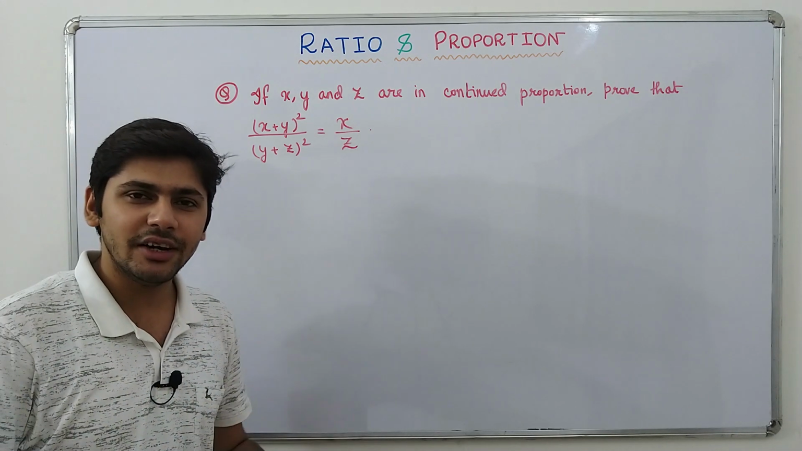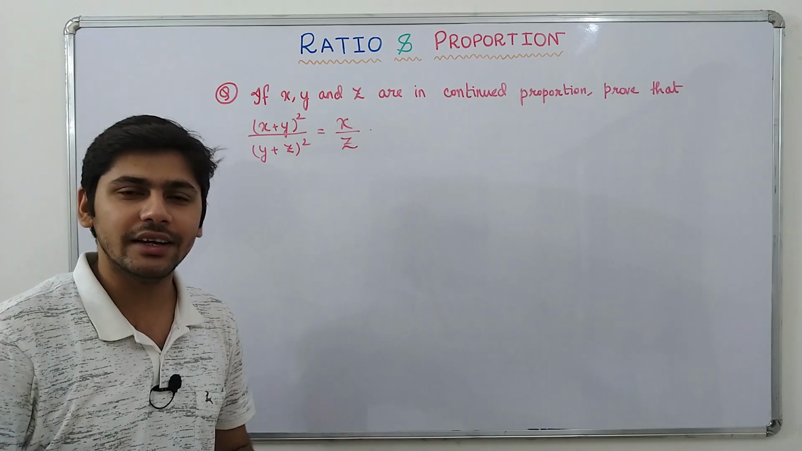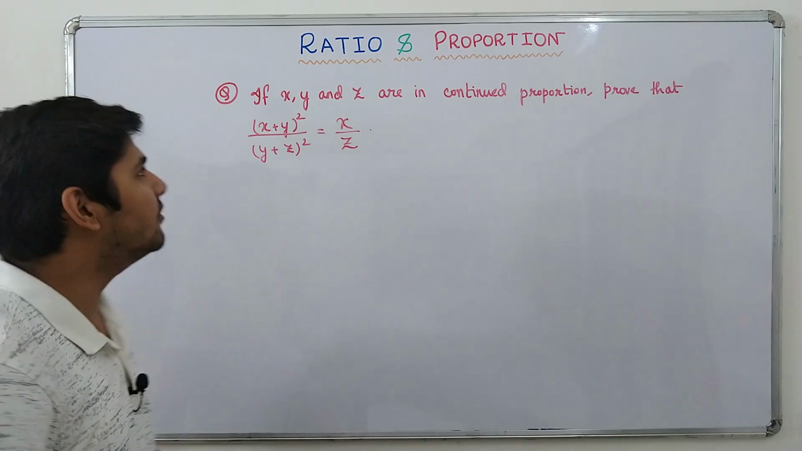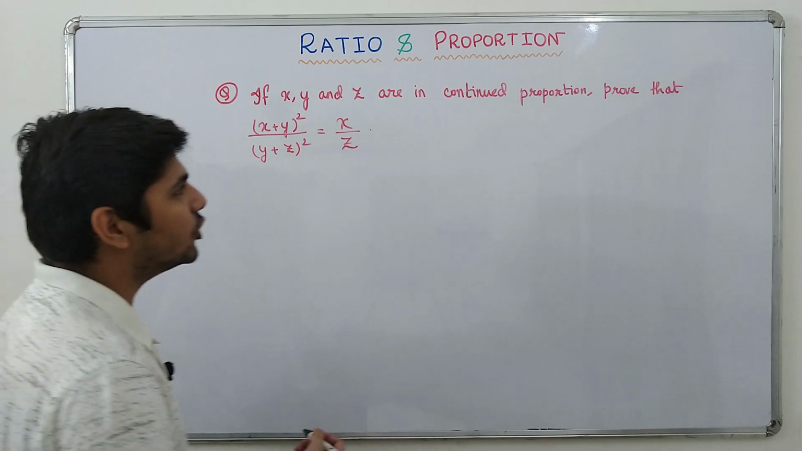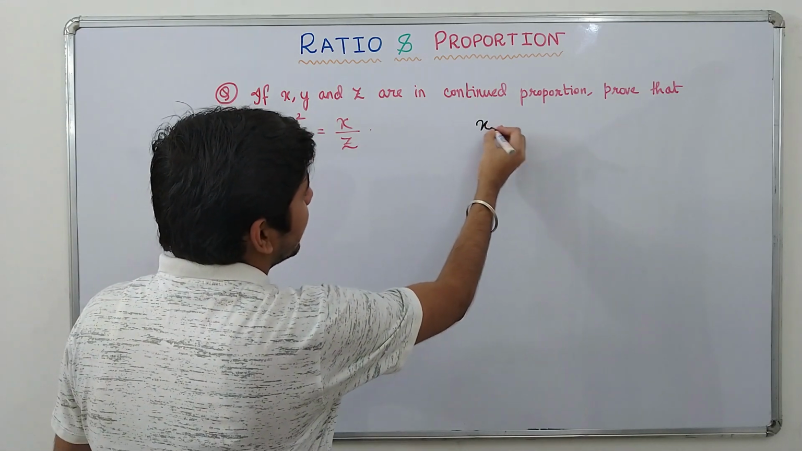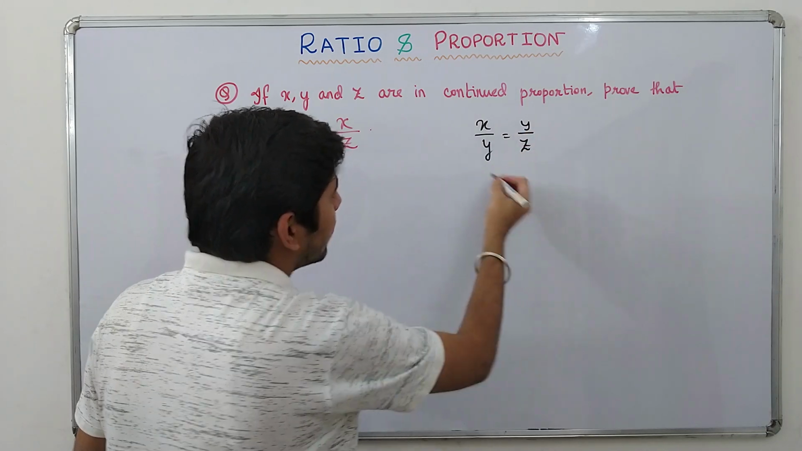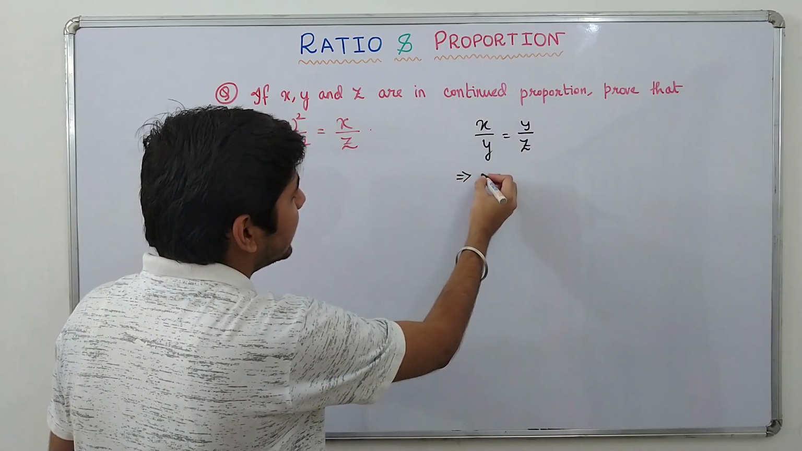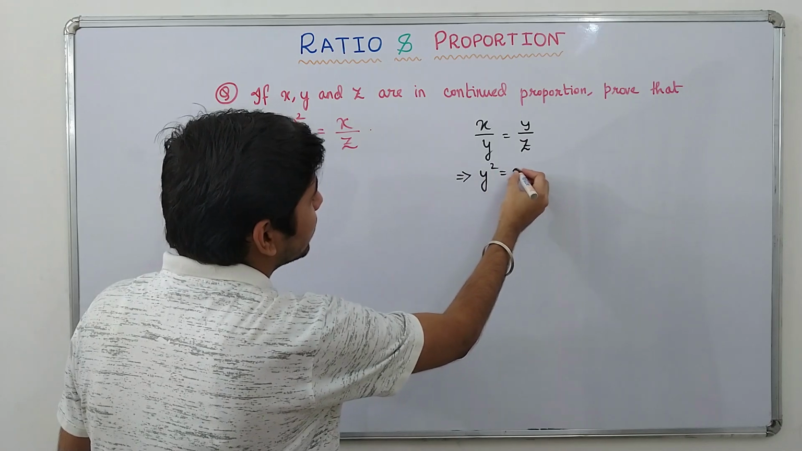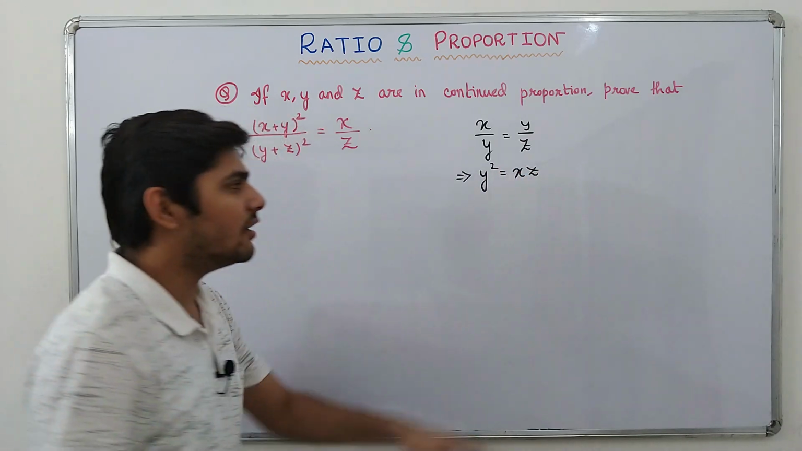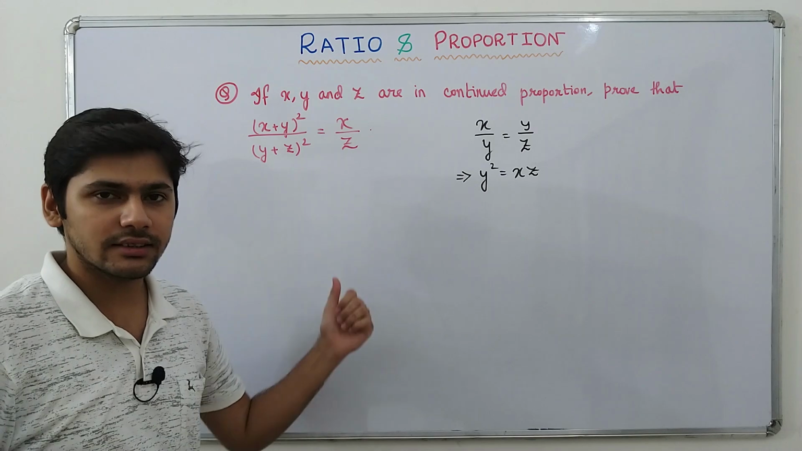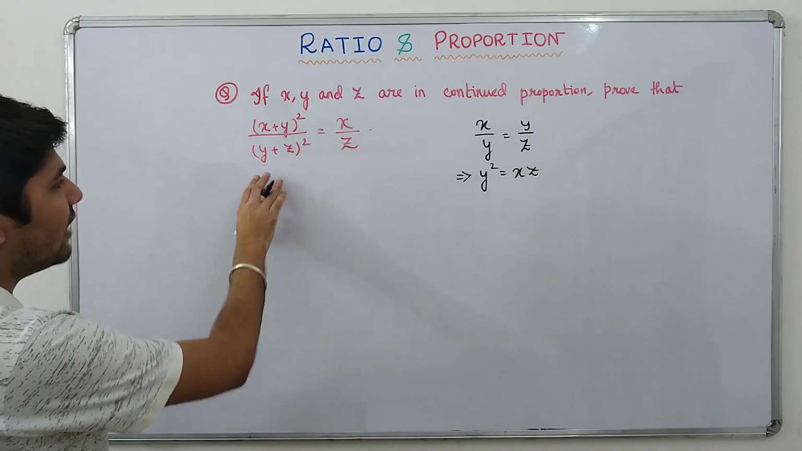Now, in the previous video, I explained to you all about continued proportion. If x, y and z are in continued proportion, then x by y will be equal to y by z. Now, let's cross multiply this. What we will get? We will get y square is equal to xz, and we will use this in this particular sum. Now, we have to prove this.